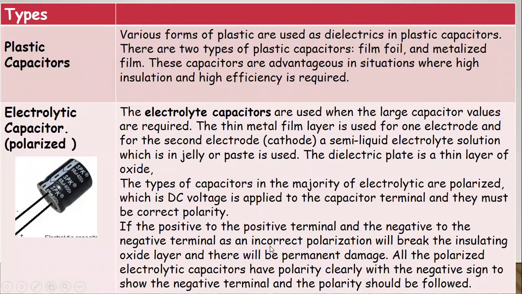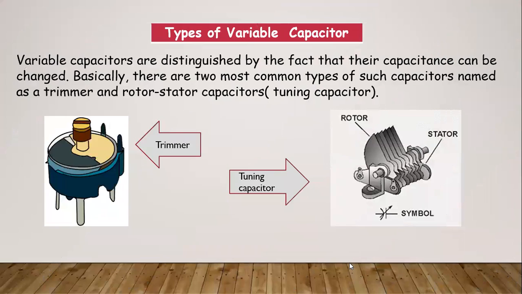terminal, as incorrect polarization will break the insulating oxide layer and there will be permanent damage. All polarized electrolytic capacitors have polarity clearly marked, with the negative sign showing the negative terminal, and the polarity should be followed, otherwise the capacitor will be damaged.